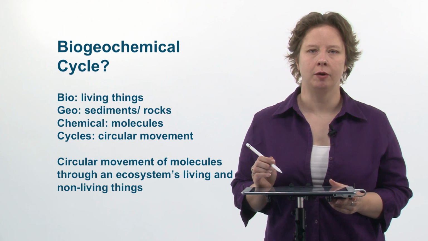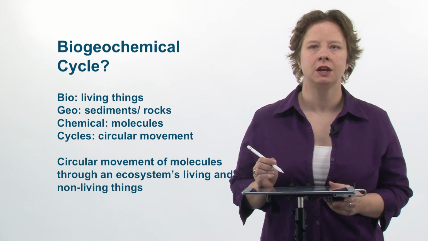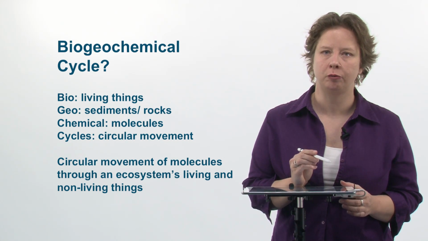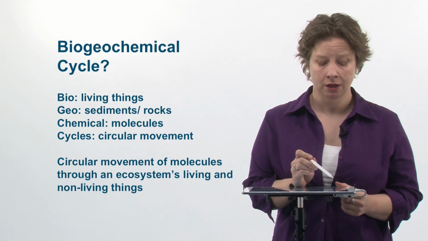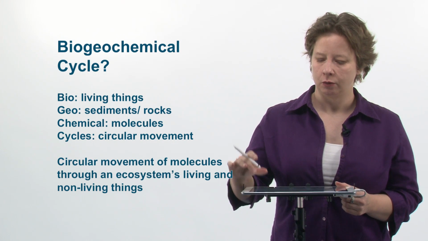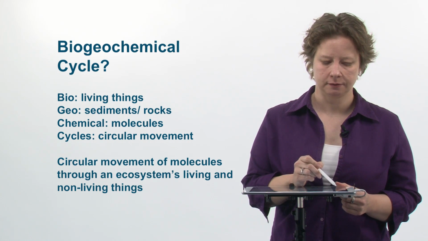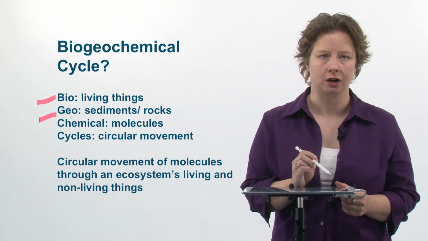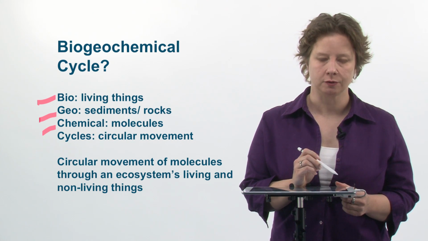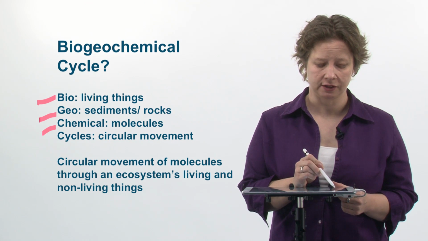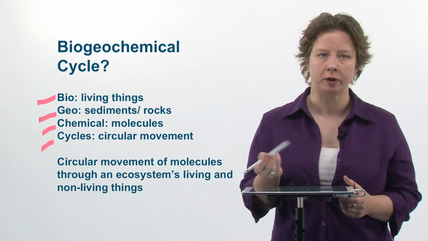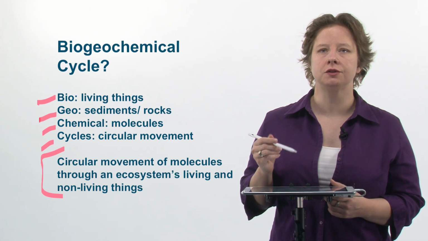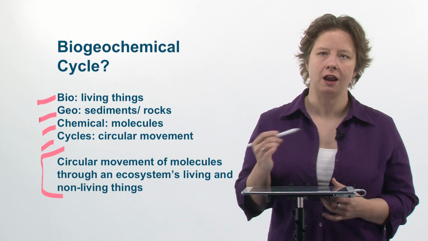In this unit, we're talking about biogeochemical cycles, and that is kind of a confusing long word, so I thought we'd split it into parts so you can see what it means. The bio part means that we're talking about living things. The geo part means we're also talking about sediments and rocks, and the chemical part means we're talking about molecules, and obviously cycles are circular movements. So if you put all that together, we've got the circular movement of molecules through an ecosystem's living and non-living things.